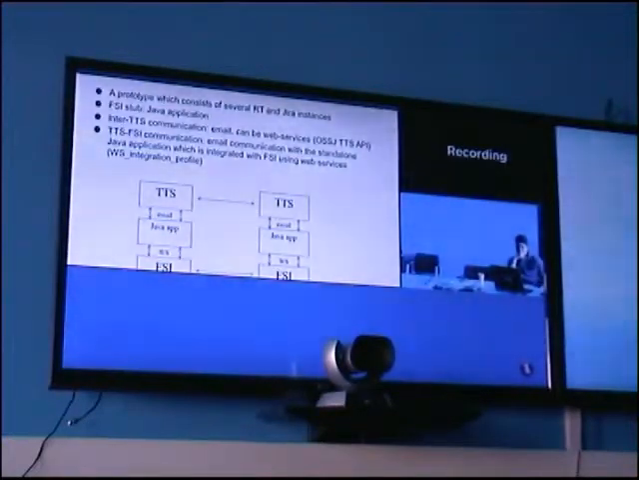So the communication between trouble ticketing systems is email. The communication between trouble ticketing systems and this FSI component is also email, which can be achieved very easily. The trouble ticketing system can simply be customized and configured, and there is no need to change anything in its source code.